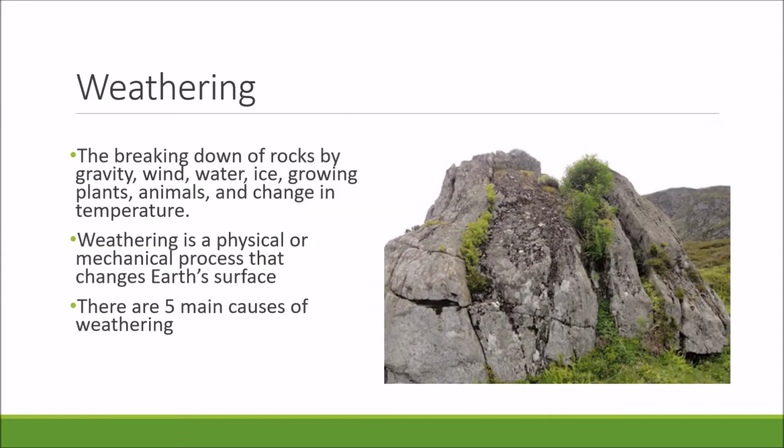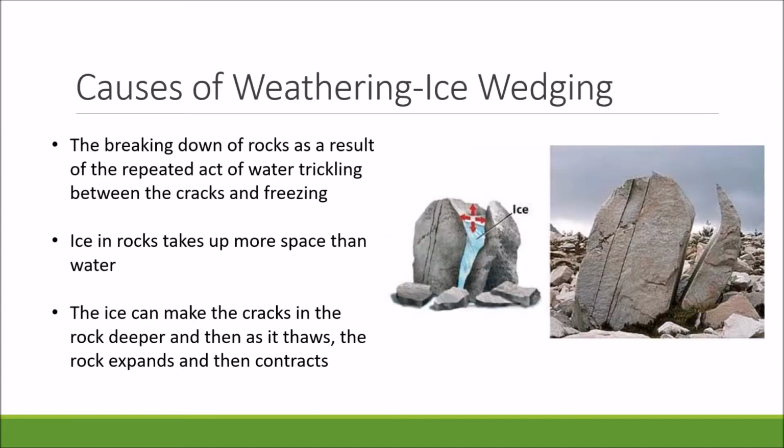Weathering is the breaking down of rocks by gravity, wind, water, ice, growing plants, animals, and a change in temperature. Weathering is a physical or mechanical process that changes Earth's surface, and there are 5 main causes of weathering. The first cause of weathering is ice wedging.